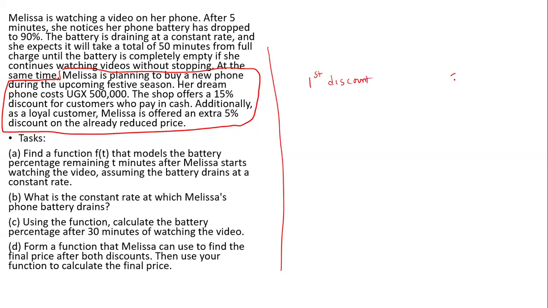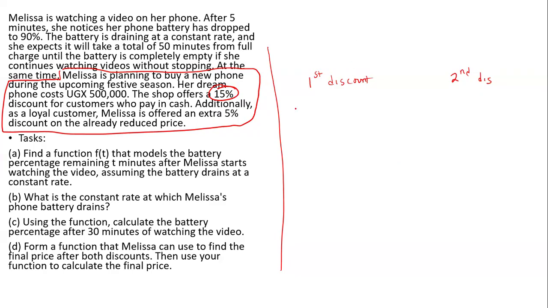Then after that, she was given a second discount. Now, what do you need to remember? If she was given the first discount as 15%, members, through the chat tell me what percentage Melissa is going to pay for the first discount. What percentage? Aha, very good. Is everyone saying that?